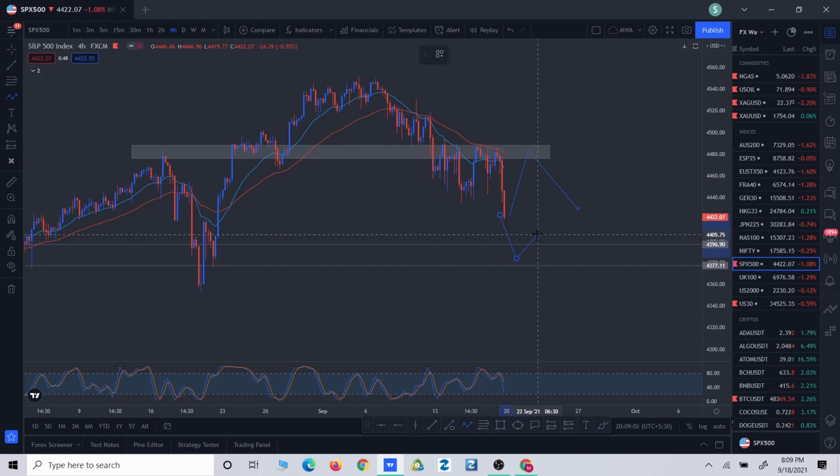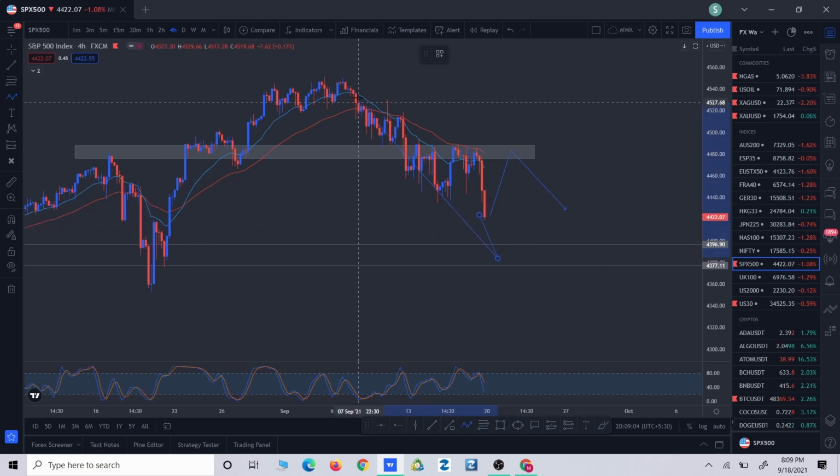we can take long. Although it will be a counter trend opportunity on the H4, because we know that the price is bearish and making lower lows and lower highs on the H4, we are looking for counter trend opportunities on the lower time frame. So these are the two possible scenarios that we can focus on for our chart on S&P 500.